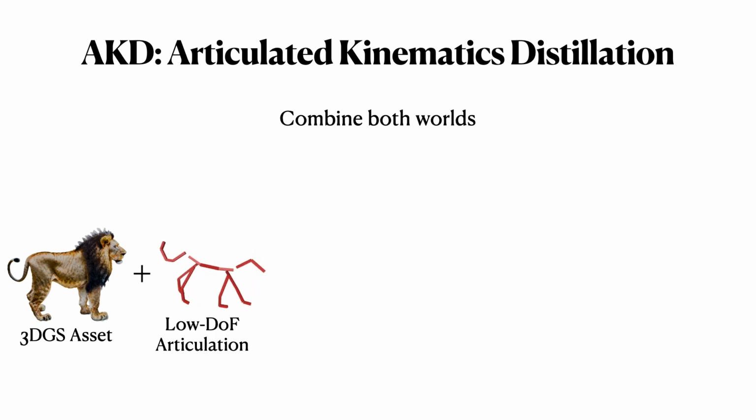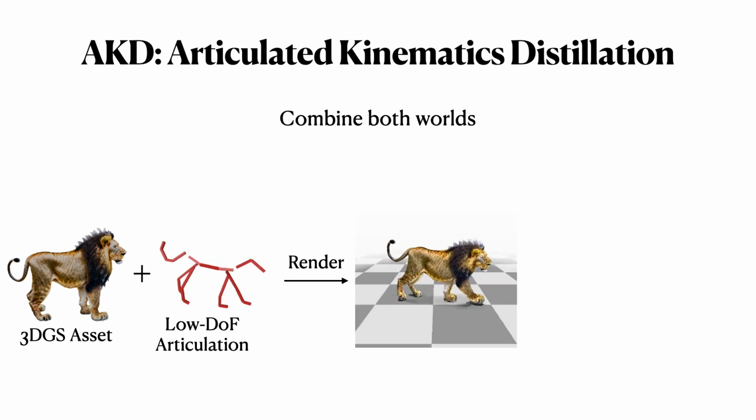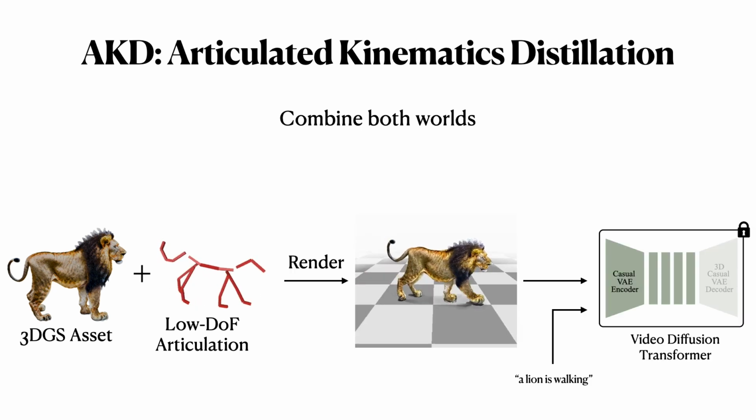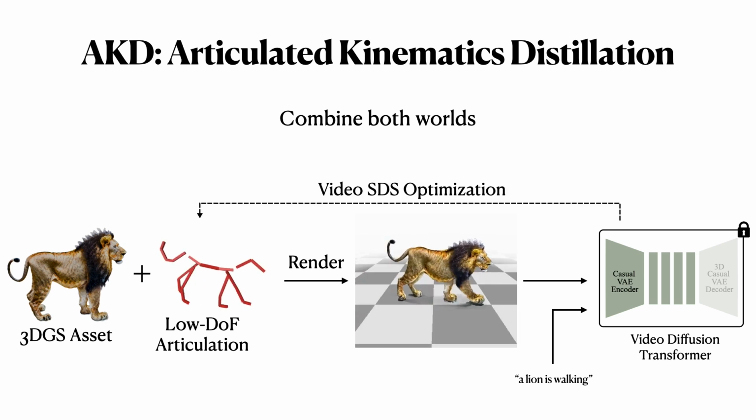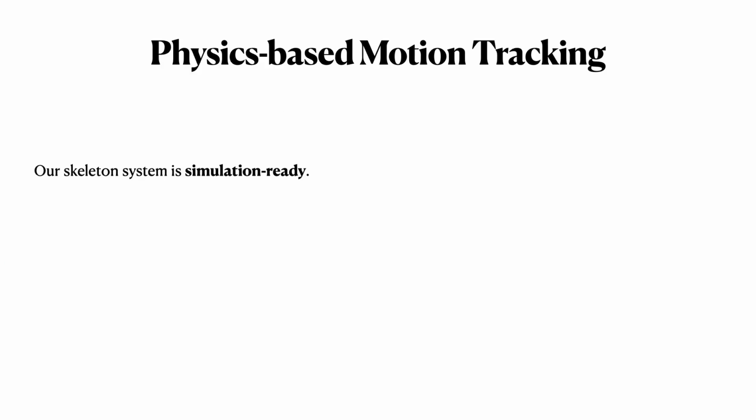Bone transformations deform the asset, and the rendered video, paired with the text prompt, is fed into a large video diffusion transformer. Video SDS loss then refines the articulated motion to align with the text. Our skeleton system is simulation-ready.